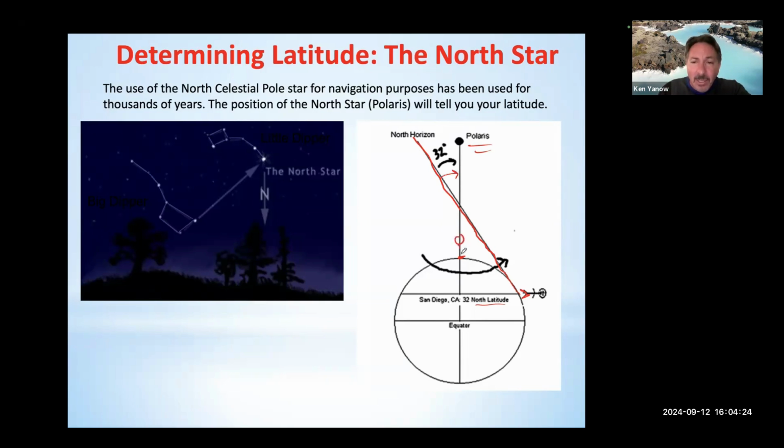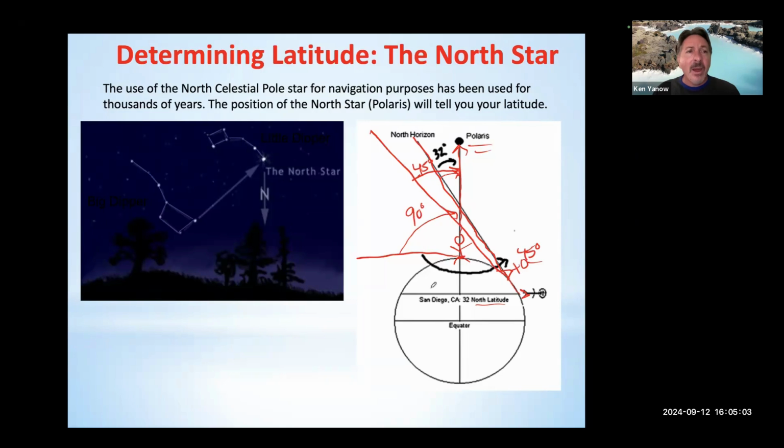Let's say that you were standing here on the North Pole. Polaris is going to be directly above your head. Here's the north horizon. The angle that the horizon makes with Polaris is 90 degrees. You know that you are located at 90 degrees north latitude. Let's say that you were standing here, and we drew our horizon line again, and the angle from your horizon line to Polaris was 45 degrees. That would put you at 45 degrees north latitude. So that's how you find your latitude. It's simply by finding Polaris.